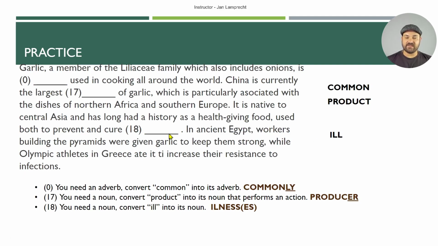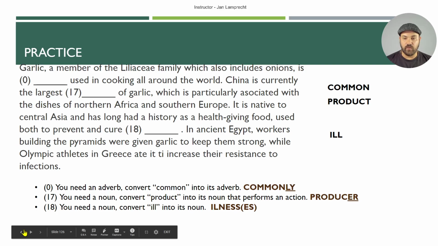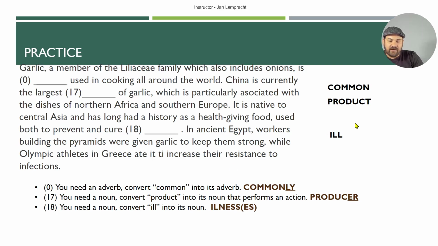So that is how you would answer these questions. You look at what type of word you need. Based on the prefix or the suffix, you would adapt this word to best fit this context grammatically. And this is how you would answer part 3 of the reading and use of English. Now we're going to move on to part 4 right now, and I'll see you there.